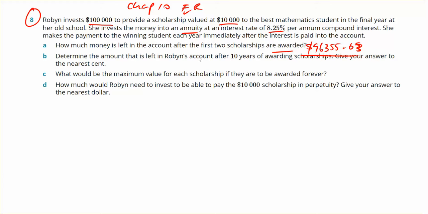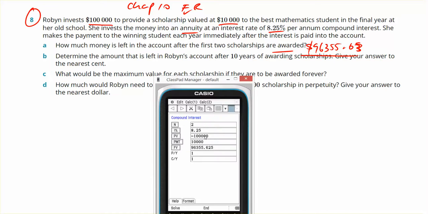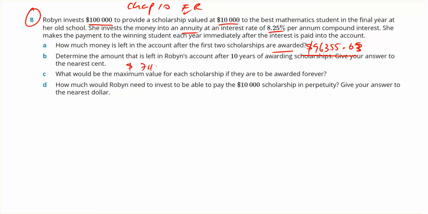Determine the amount that's left in Robin's account after 10 years of awarding scholarships. Give your answer to the nearest cent. So let's go here. It's not 2 years anymore, it's 10 years. So I'm going to put 10, and I'm trying to find the final value. It's $74,345.55.